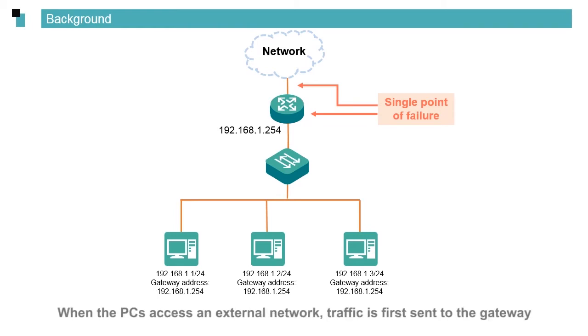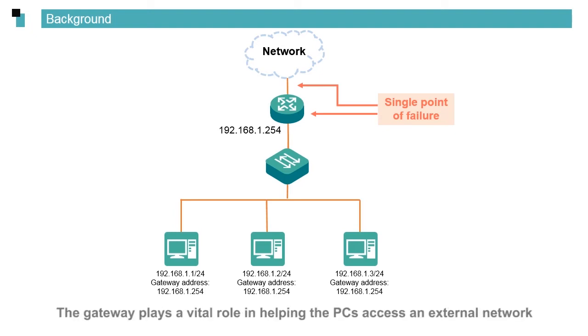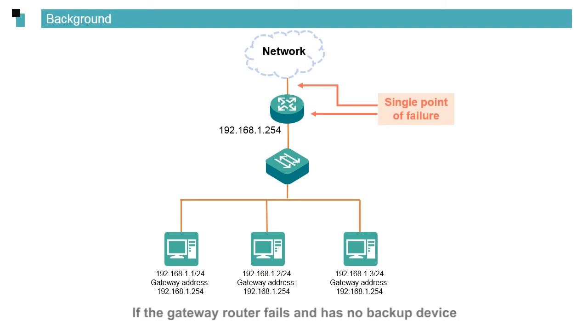When the PCs access an external network, traffic is first sent to the gateway, the router, for data forwarding and routing. The gateway plays a vital role in helping the PCs access an external network. If the gateway router fails and has no backup device, the entire network connected to the switch is disconnected. This kind of failure is called a single point of failure. That is, a failure on a single point affects the entire network. This is because no redundancy has been configured for the network to ensure reliability.